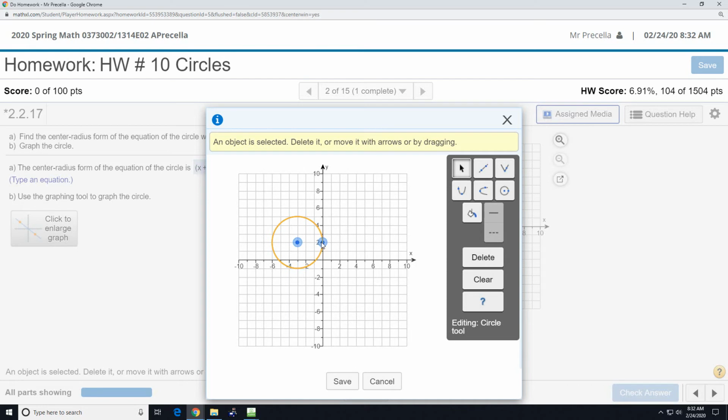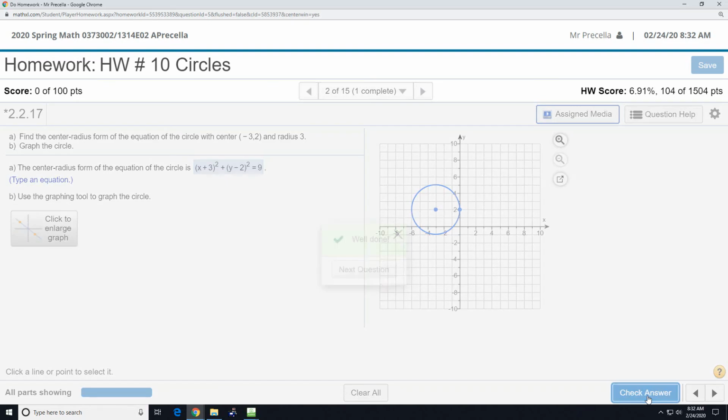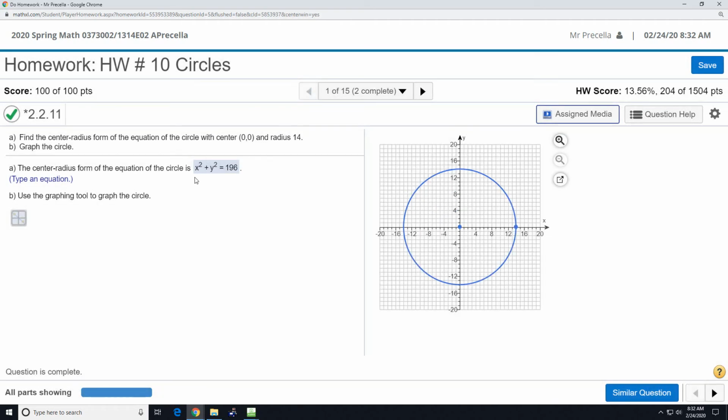Click it. Say save it. And then I can check it. Notice, if it's not centered at the origin, you're going to have parentheses here. So when it's centered at the origin, no parentheses in that center radius form.